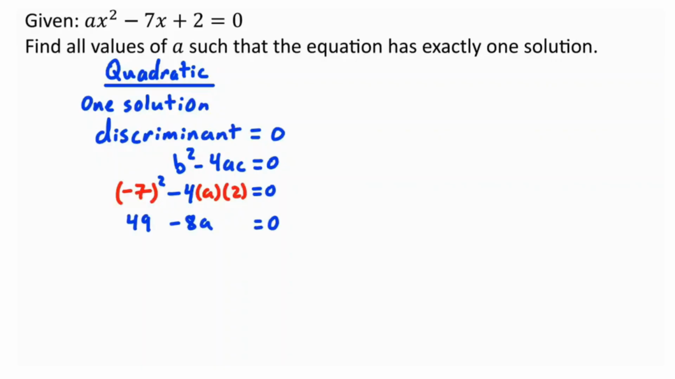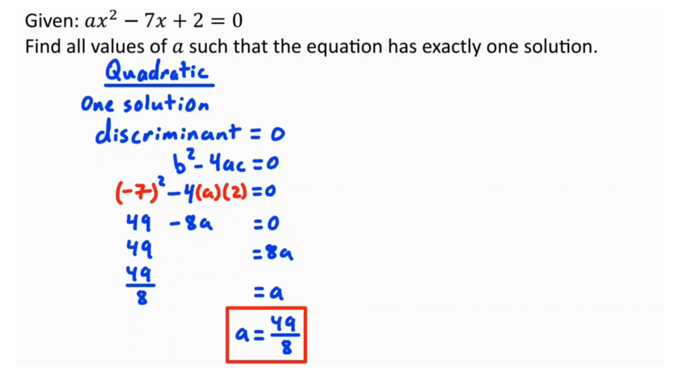We get 49 minus 8a is equal to 0. Add 8a to both sides to get 49 equals 8a. Then divide both sides by 8 to get a equals 49 over 8, which is our solution. As a little side note, we'll check to make sure that this is the only solution.